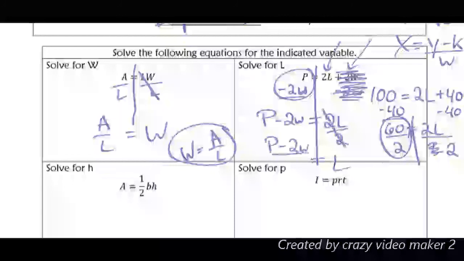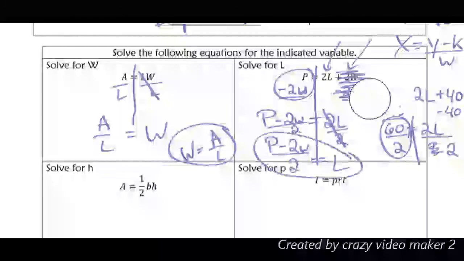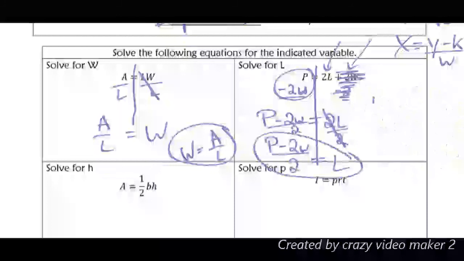The entire thing gets divided by 2. The entire left side, p minus 2w, is all over 2. And that's my final answer. Actually, I'm going to rewrite that again with my variable on the left side of the equation. L equals p minus 2w. All of that is over 2.